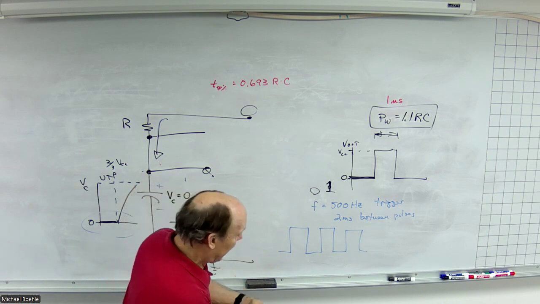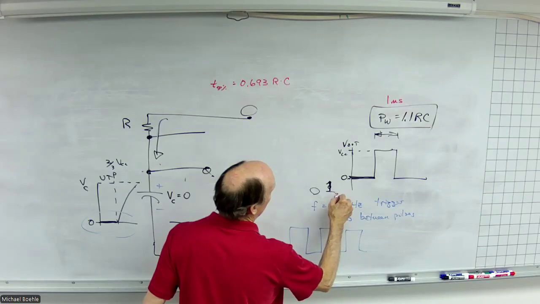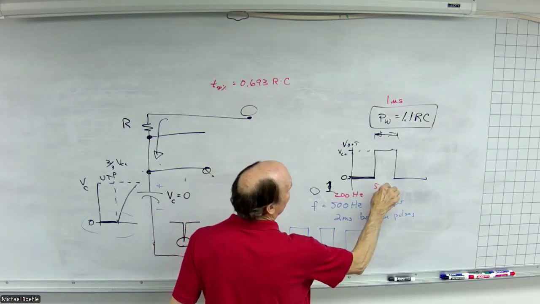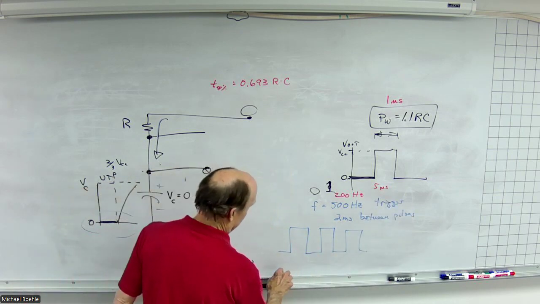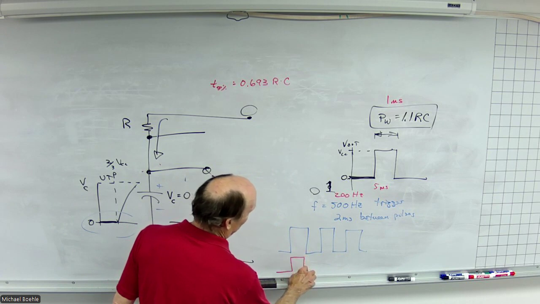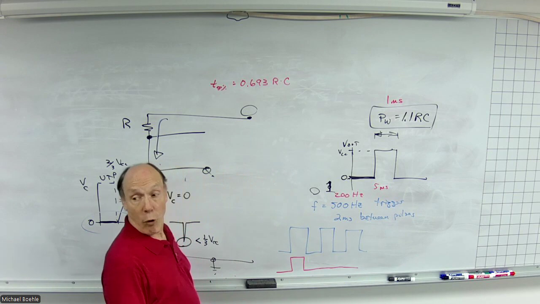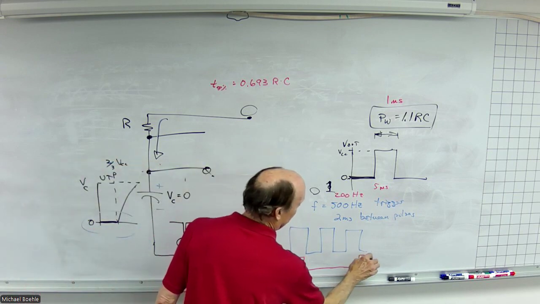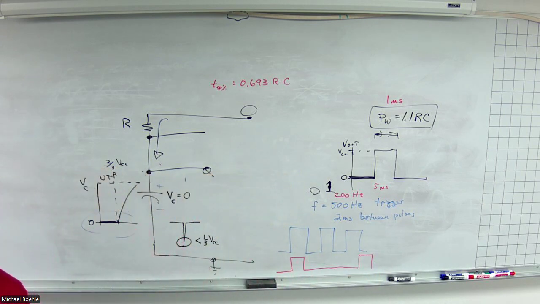Well, let's reduce the frequency down to 200 hertz. That means there's now 5 milliseconds between pulses. So I trigger it, I get my 1 millisecond pulse, 4 milliseconds off, right? And then boom, I get another 1 millisecond pulse. I've just changed my duty cycle to 20%.